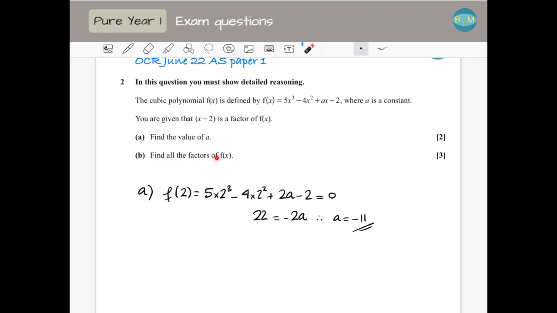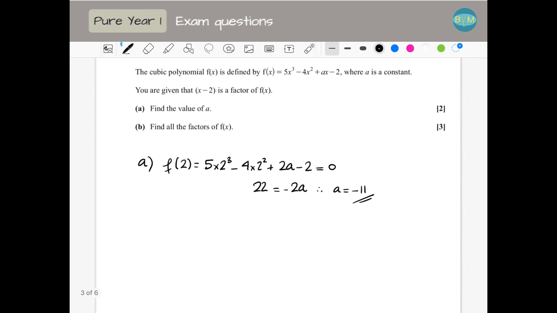Then find all the factors of f(x). So what we are going to do is divide this polynomial by the factor that we know. We will have a quadratic, and then we factorize the quadratic. So we are going to divide by x minus 2 because we know it's going to be a factor. Yeah, so we have 5x cubed minus 4x squared plus a, we know now is minus 11, x minus 2, and we divide. So 5x cubed divided by x is 5x squared.